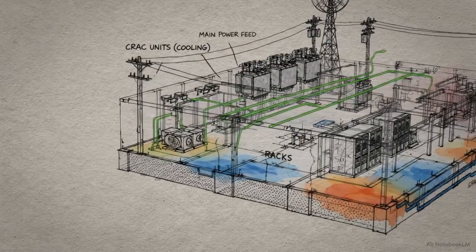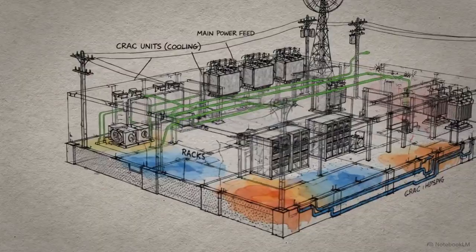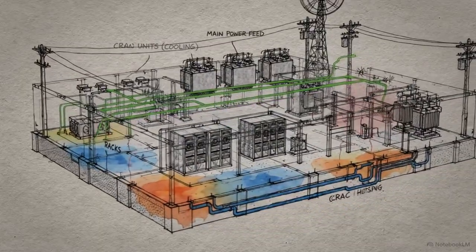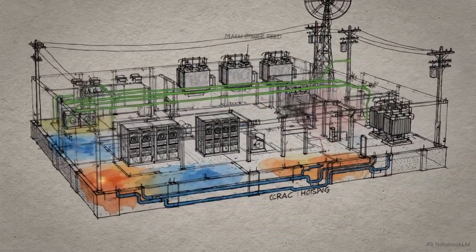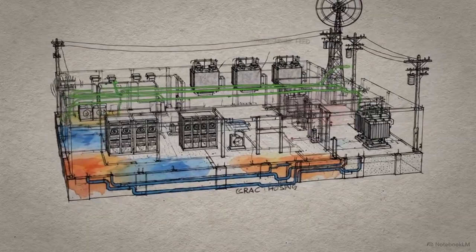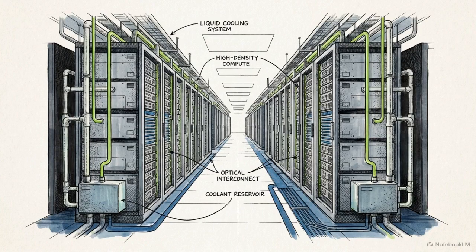To mitigate capital risk, operators use digital twins in NVIDIA's Omniverse to simulate every aspect of power and cooling before breaking ground on the site. NVIDIA now engineers the full-stack factories that manufacture digital intelligence.